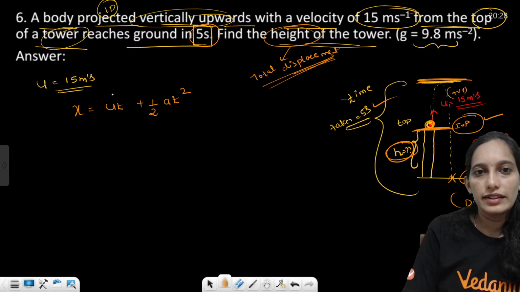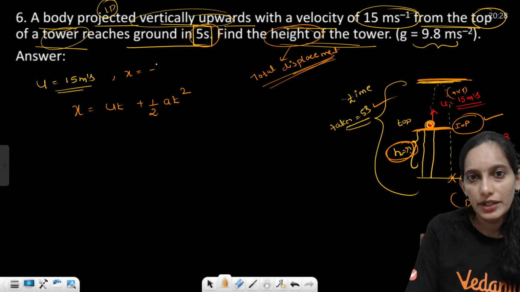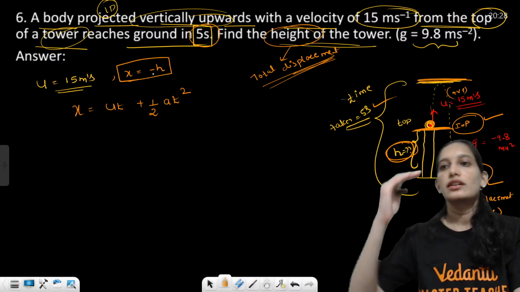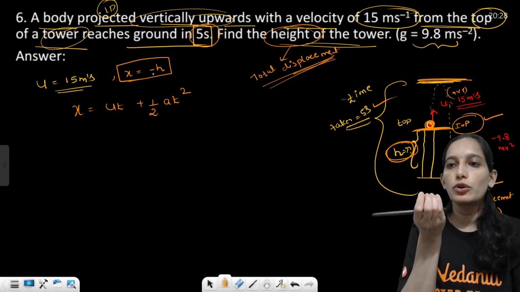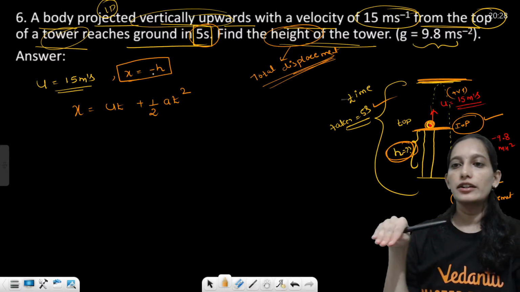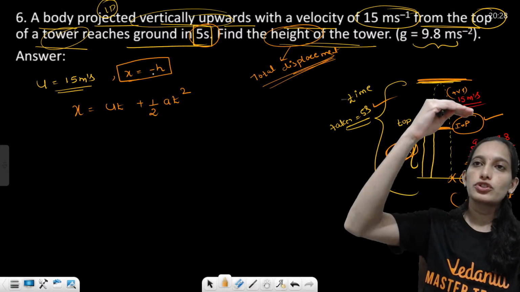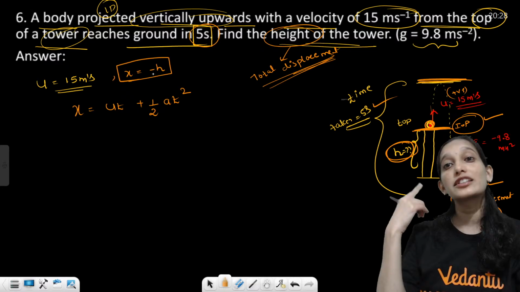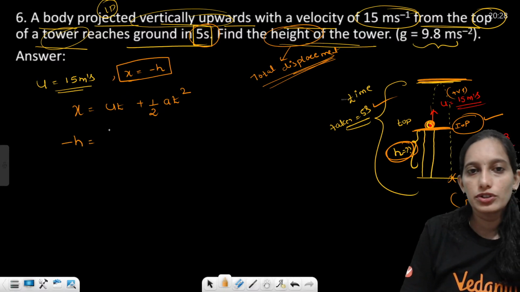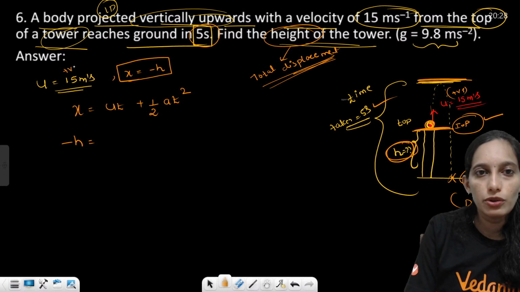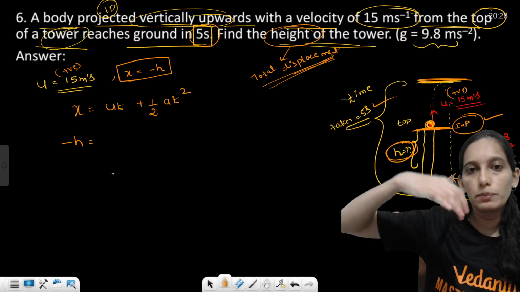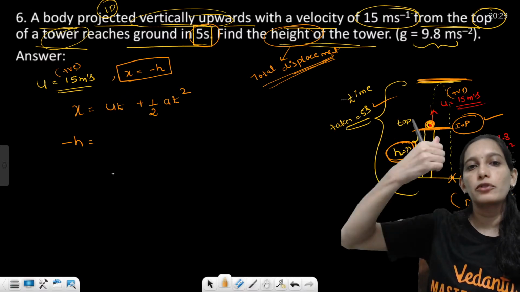So here x will be equal to minus h, because for the particular body motion, the initial position is the top of the tower and the final position is the ground. The initial position is above the final position, so the displacement is in the negative direction. So minus h equals, u is positive, hope you agree, because it is thrown vertically upwards, not dropped downwards. Upward velocity, not downward velocity.